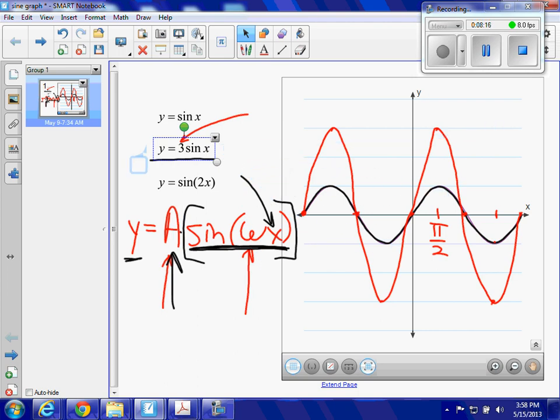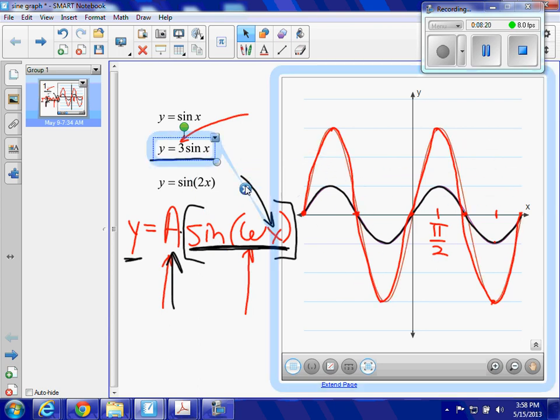Funny, it always seems to take me twice to do this. I don't have any idea why. There we go. Sure enough, there it is. You can see how it graphed it. So all that A does is it does a vertical stretch, or if the A was less than 1, it would do a vertical compression. So redrawing the graph like that is one way to handle it. I'm going to show you a little bit easier way to handle it.